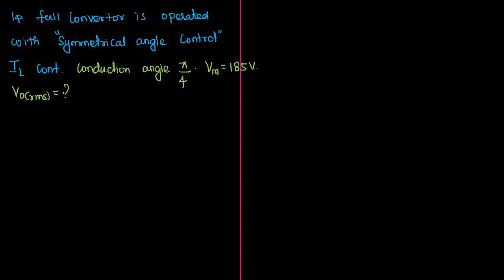I am repeating the question one more time. A single phase full converter is operated with a symmetrical angle control and the output current is continuous ripple free. The conduction angle is given as pi by 4. Peak input voltage is 185. Calculate the output RMS voltage for the single phase full converter. That's all that is given.